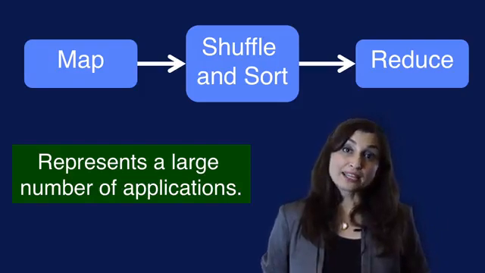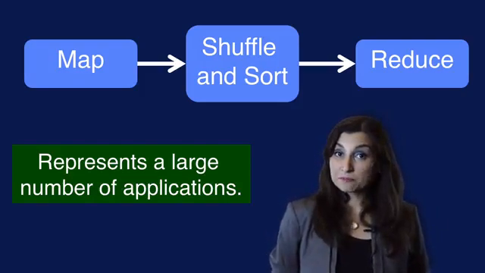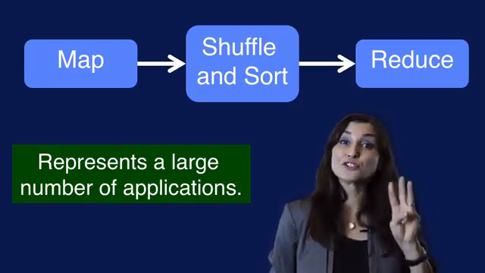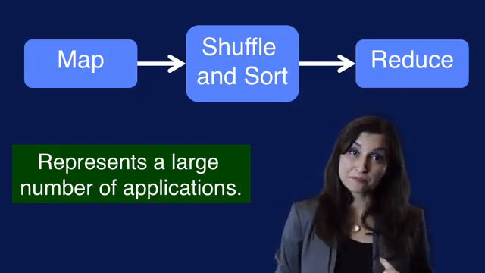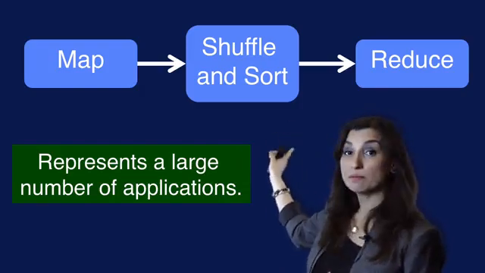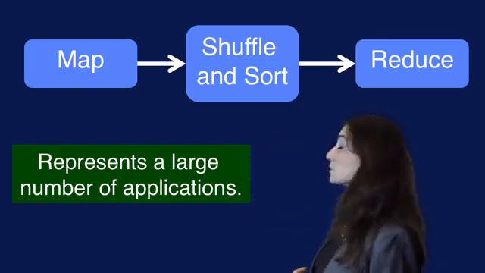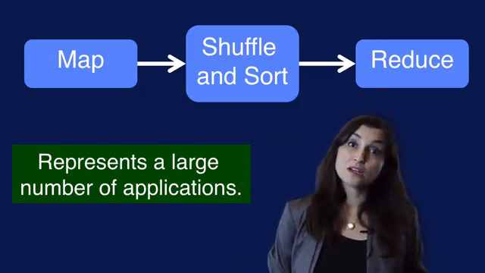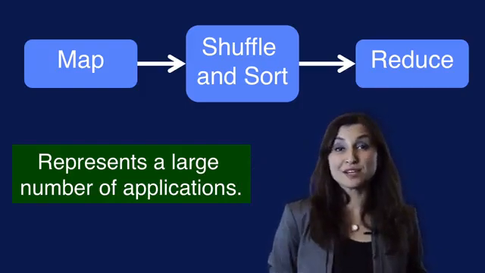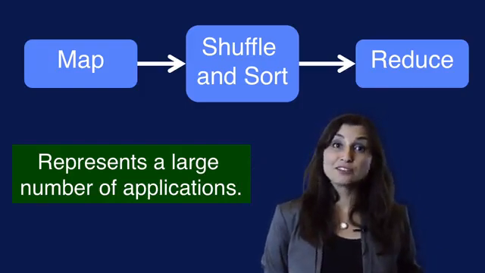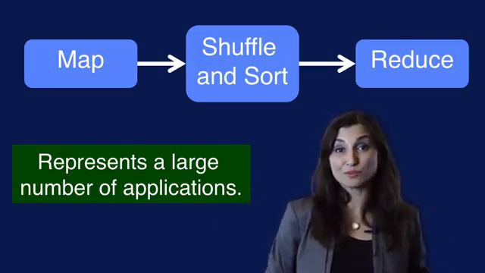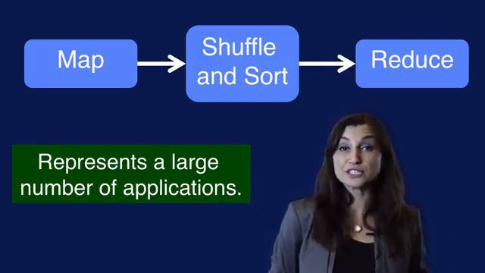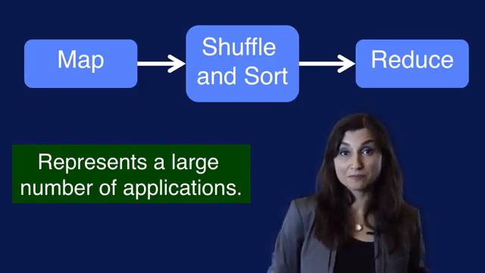If we look back at our word count example, we see that there were 3 distinct steps, namely the map step, the shuffle and sort step, and the reduce step. Although the word count example is pretty simple, it represents a large number of applications to which these 3 steps can be applied in order to achieve data parallel scalability.